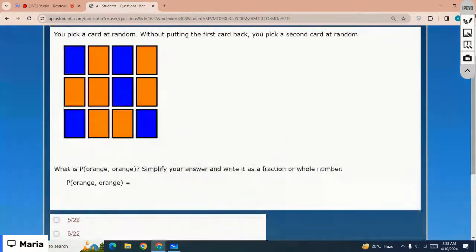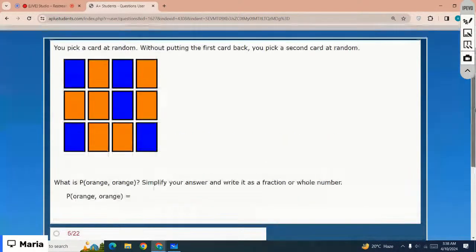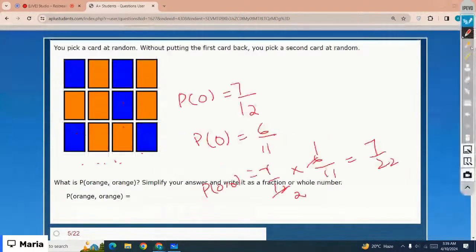You have to calculate the probability of orange and orange. For the first time, you have 7 orange cards out of 12. You didn't put that card back. Now you have one less orange card. You have now 6 orange cards and the total cards are now 11, because one card you already selected and you didn't put that card back. So you have one less orange card and also one less total cards. You have 6 over 11.